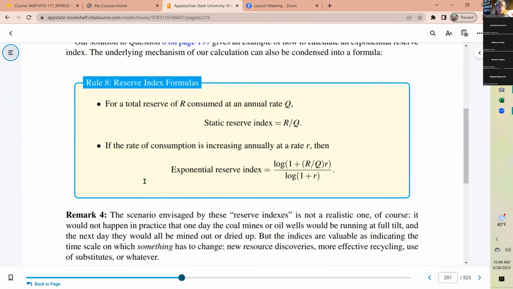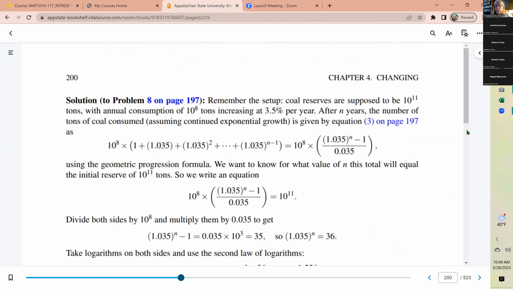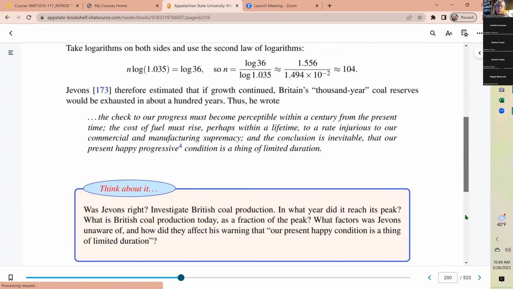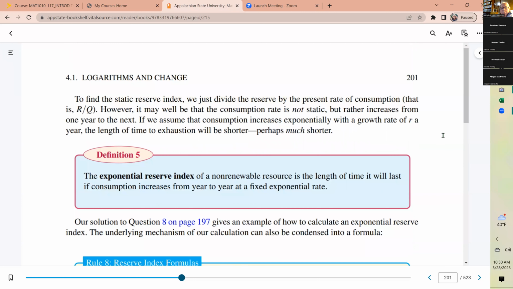And I believe if you go back 1 page, it gives you the static reserve definition. There it is, static reserve definition. It's the length of time it will last at the present rate of consumption. So whatever our rate is of consumption, this will tell you how long it will stay there. And the exponential tells you the same thing, but it's when you have an exponential growth.